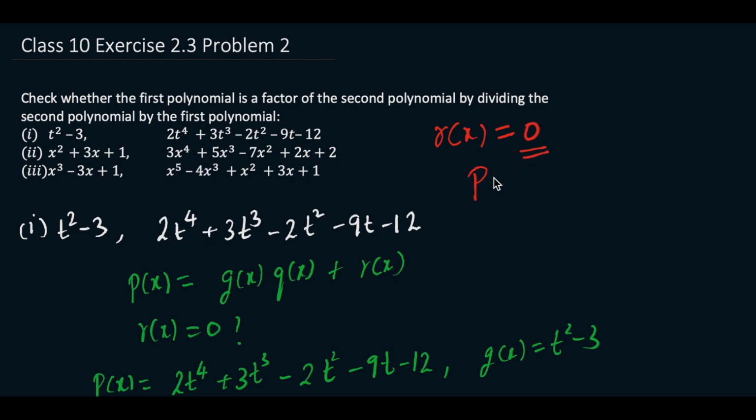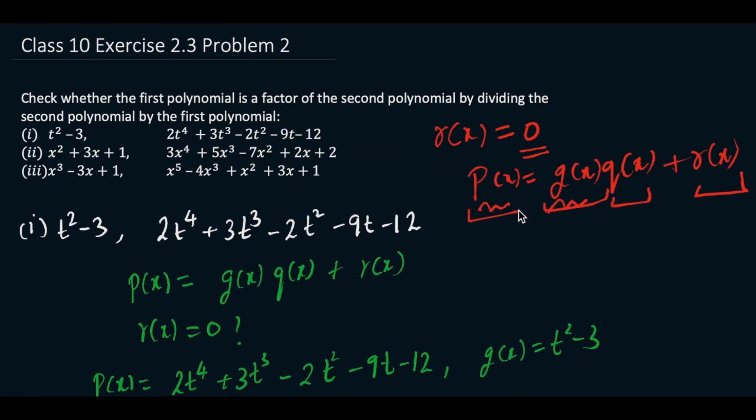Here we write p of x is equal to g of x times q of x plus r of x. So we are given p of x and g of x. We need to find q of x and r of x. If our r of x is 0, then we can say that the first polynomial g of x is a factor of p of x.